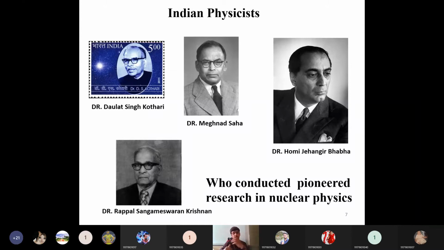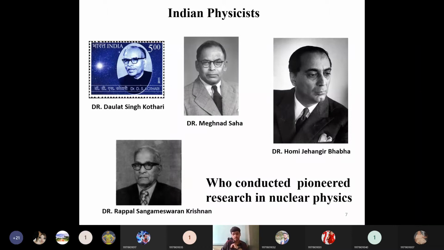Okay, you may be knowing this Sir C.V. Raman. After the retirement of Sir C.V. Raman, he was the HOD of the physics department in Indian Institute of Science. He is the proud HOD of the Indian Institute of Science physics department. So popularly, he is known as R.S. Krishnan.